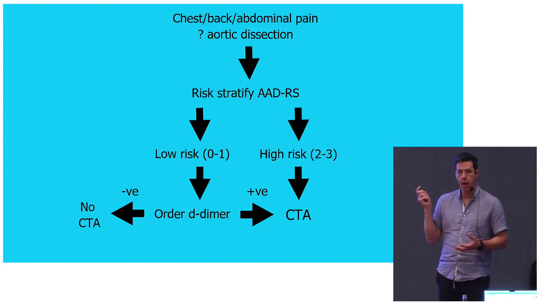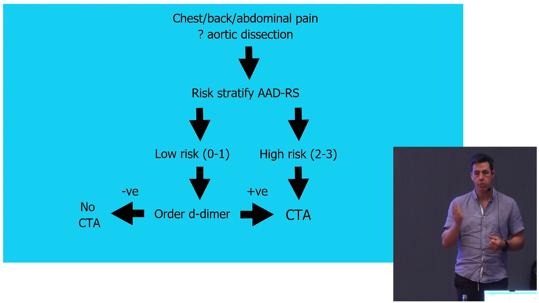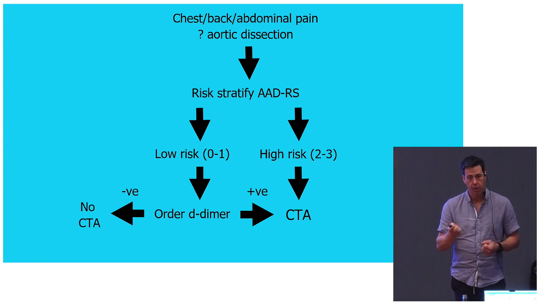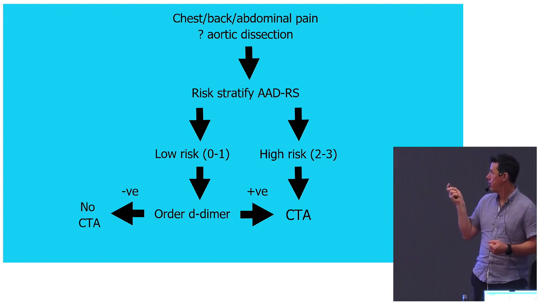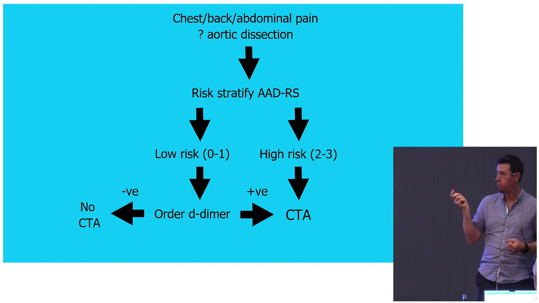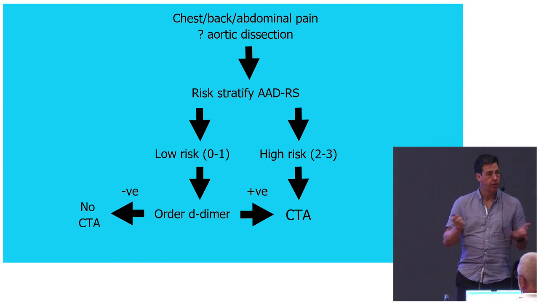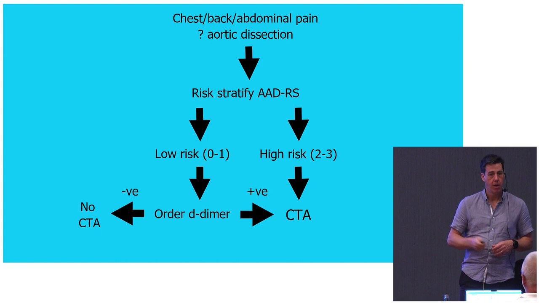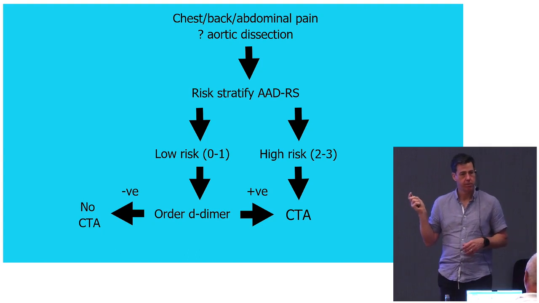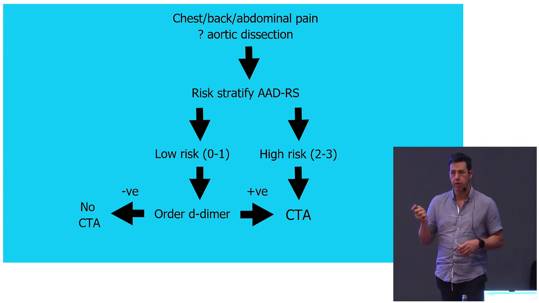So this is how I think we should be managing chest pain. So you have aortic dissection, you're worried about it, you risk stratify them. If they're high risk, they get a CTA. If they're low risk, have a D-dimer, and if the D-dimer is negative, they go home. But that won't be how it works. I know how it works.